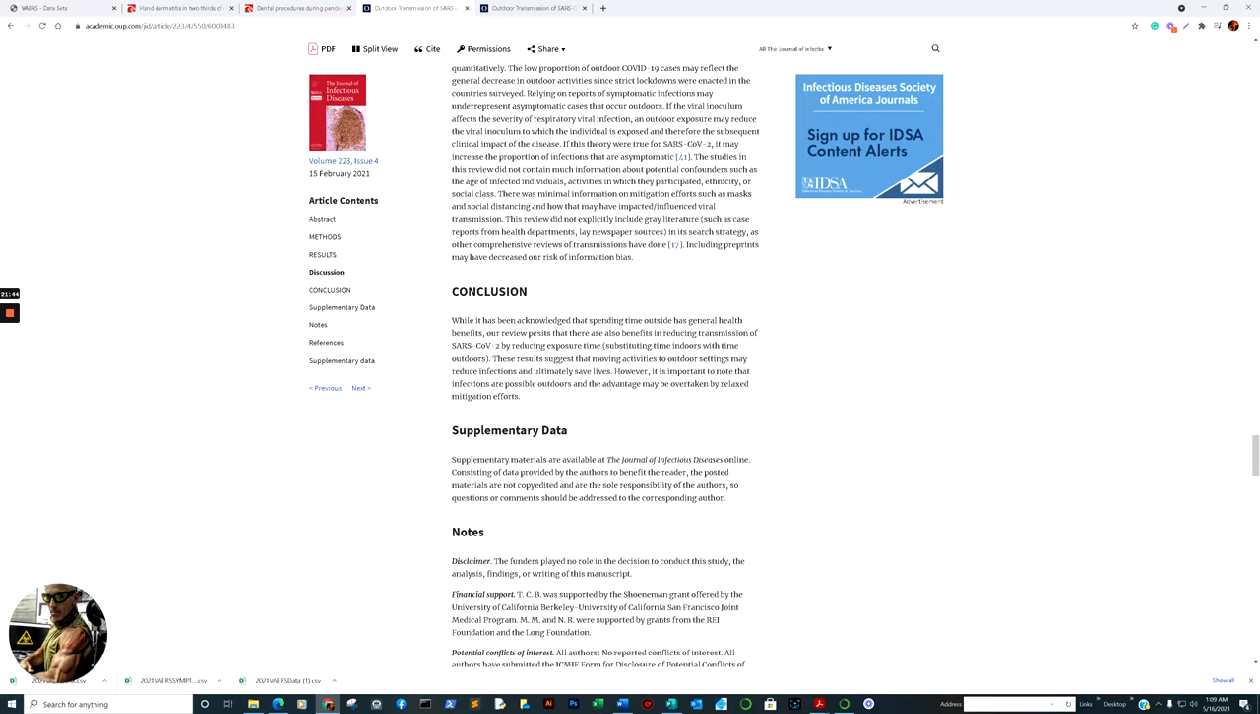Ready? While it's been acknowledged that spending time outside has general health benefits, our review posits that there are also benefits in reducing transmission of SARS-CoV-2 by reducing exposure time, substituting time indoors with time outdoors. That's what they said. These results suggest that moving activities to an outdoor setting may reduce infections and help save lives. However, it is important to note that infections are possible outdoors, and the advantage may be overtaken by relaxed mitigation. They said there were a lot of limitations to the data, and the data they used was as follows.